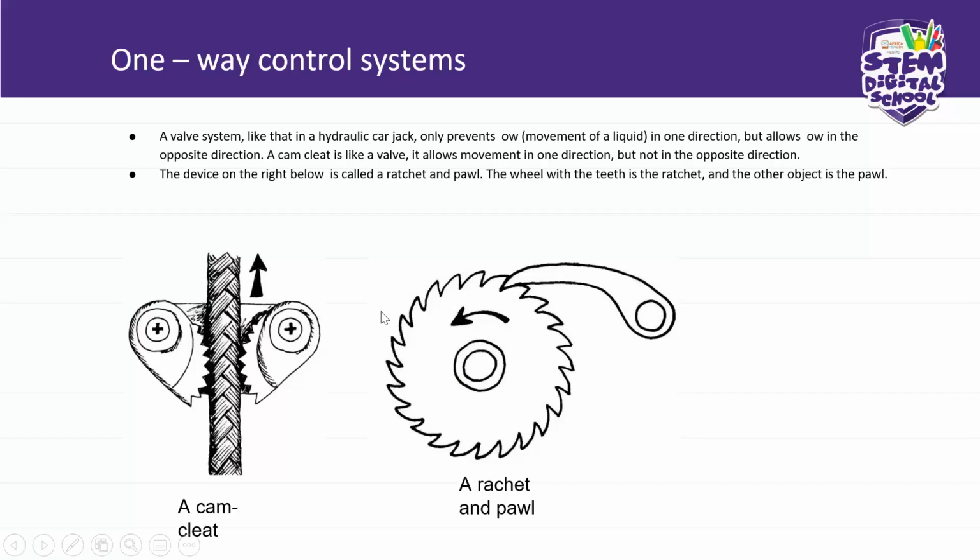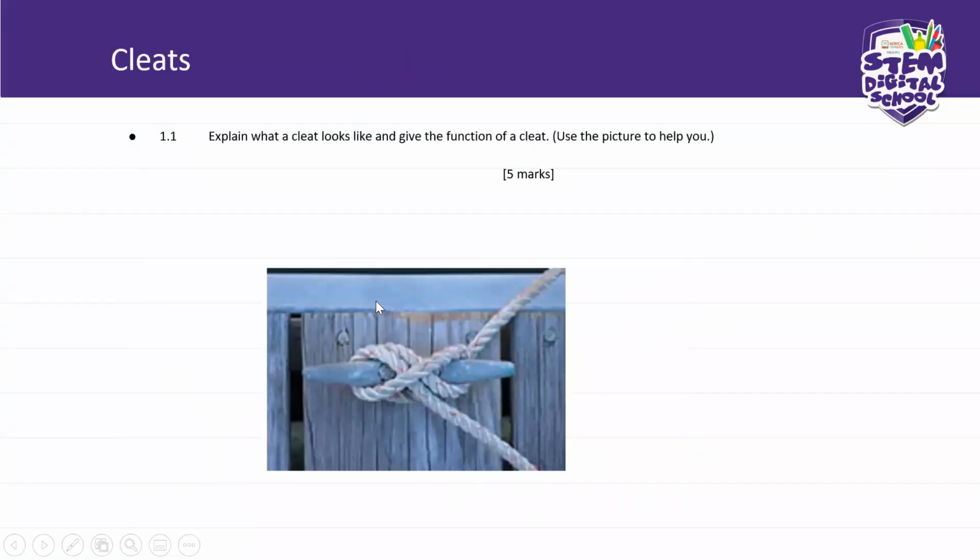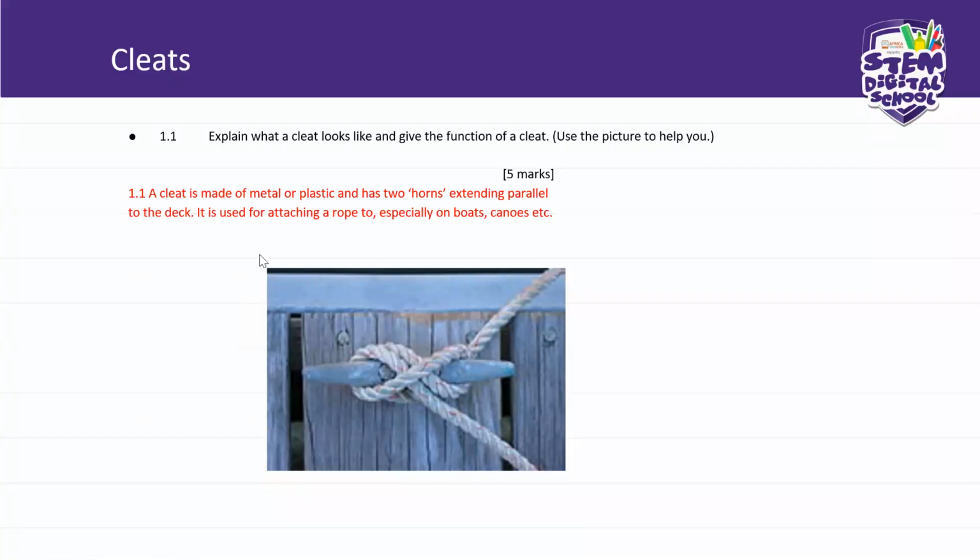Right. Now, let us look at cleats. This is one cleat. It is made from rope and some metal piece. Explain what a cleat looks like and give the function of a cleat using the picture below. A cleat is made of metal or plastic and has two horns extending parallel to the deck. It is used for attaching a rope to, especially on boats and canoes.